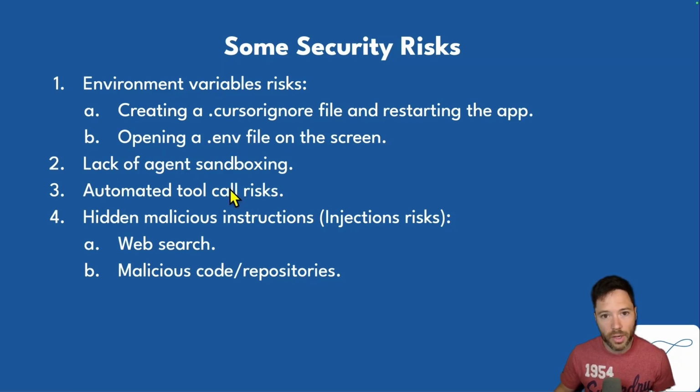Then I'll talk about tool calls. This is where you connect the language model up to tools that can read and write files, for example, often called an agent. And last of all, I'll talk about a little bit more obscure risk, but hidden malicious instructions, either through web search, things you might find on the web, or malicious code that might be in repositories that you try and run, and why that's a particular issue now using tools like Cursor and Windsurf.